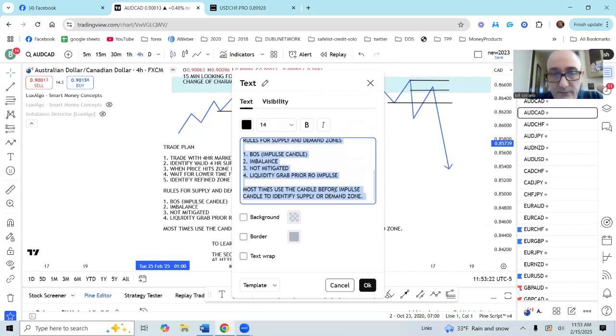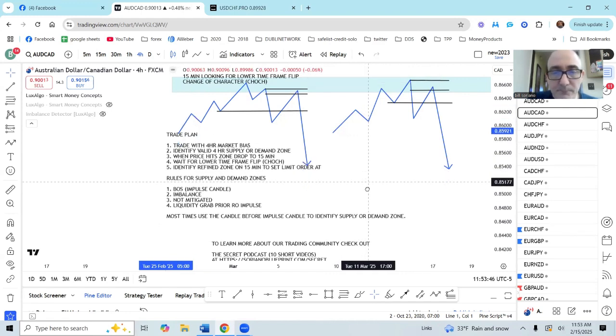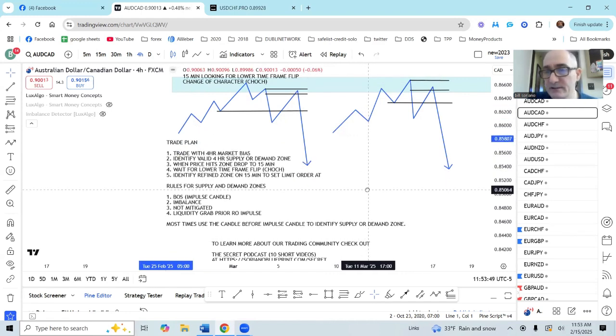Okay. And then, of course, remember that these supply and demand zones are basically areas where there's been a little consolidation prior to that impulse candle and that break of structure happening, right? So that's kind of what the trading plan is going to be.